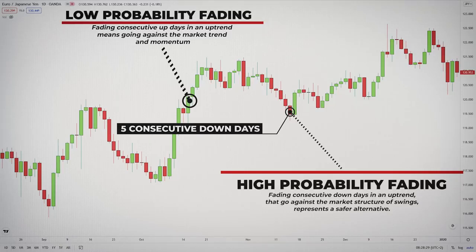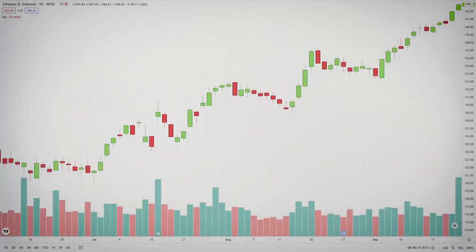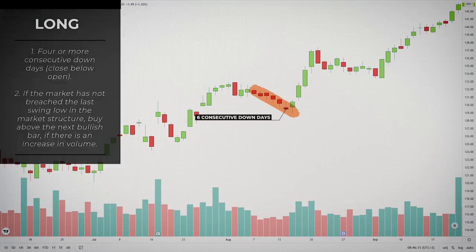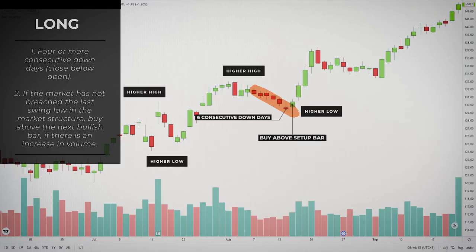swings. That's why I explained the market structure of uptrends and downtrends. We'll use that knowledge to find low-risk, high-reward trades. Here's the long entry criteria after consecutive down days. First, 4 or more consecutive down days, meaning close below the open. And second, if the market has not breached the last swing low in the market structure, we buy above the next bullish bar if there is an increase in volume.